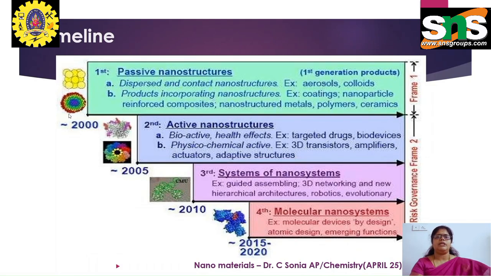When we see the timeline of the nanomaterials, the first generation products, up to 2000, are the passive nanostructured materials like aerosols, colloids, coatings, nanoparticle reinforced composites, nanostructured metals, etc. The second generation are the active nanostructures like bioactive, targeted drugs, biodevices, 3D transistors, etc. Up to 2010, it is the third generation products, that is guided assembling, 3D networking, new hierarchical architectures, robotics, etc. And from 2015 to 2020, it's the fourth generation, the molecular nanosystems, for example, molecular devices by design, atomic design, emerging functions, etc.